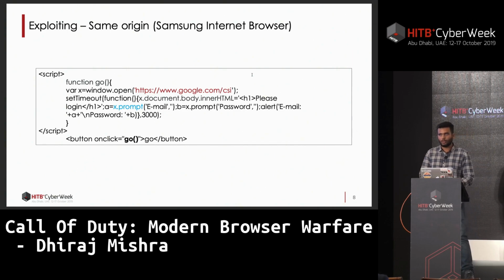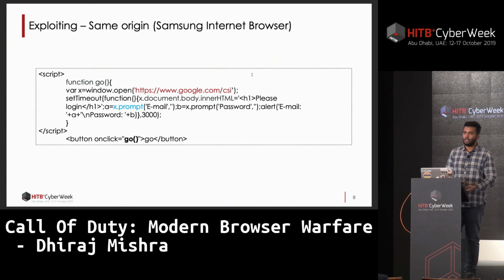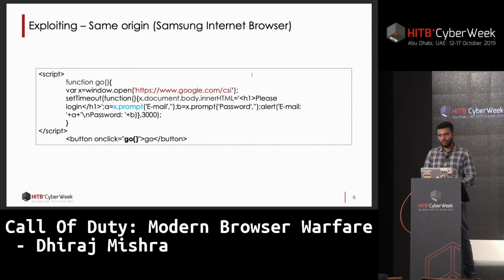So how did I figure out this one? I was trying to play around with different functions of JavaScript, such as window.open, innerHTML, and so forth. If you have a look at the exploit, I have utilized onClick and created a function go. Now the function go defines multiple variables. I have defined a variable called x which opens a URL. Using the window.open function, I can open a URL, and in this case the URL is https://www.google.com/csi. And I have modified the content using the innerHTML function.